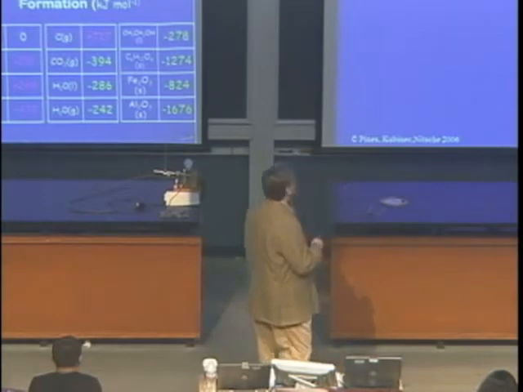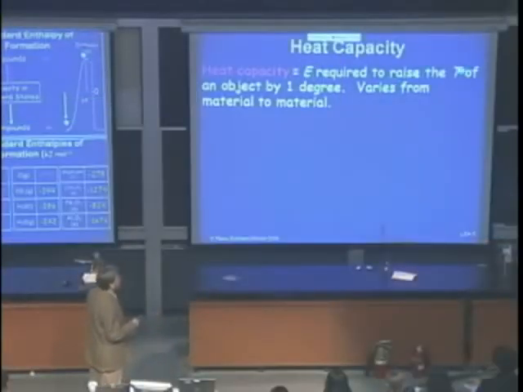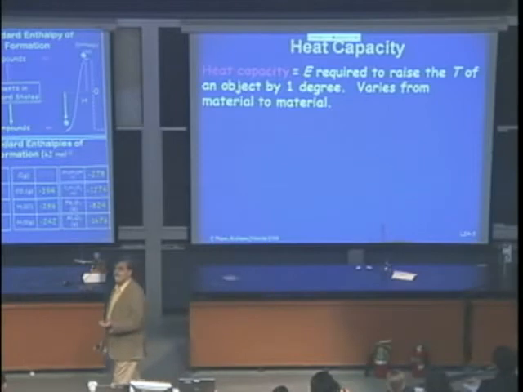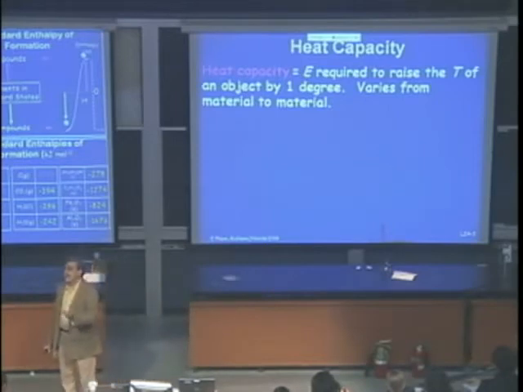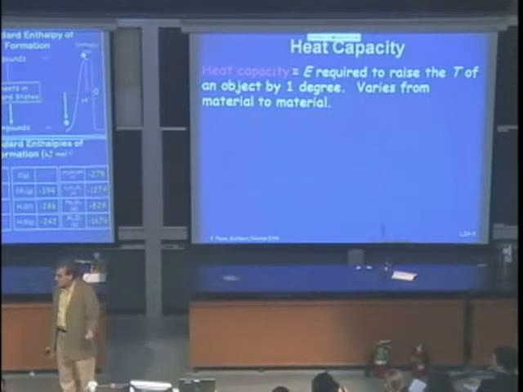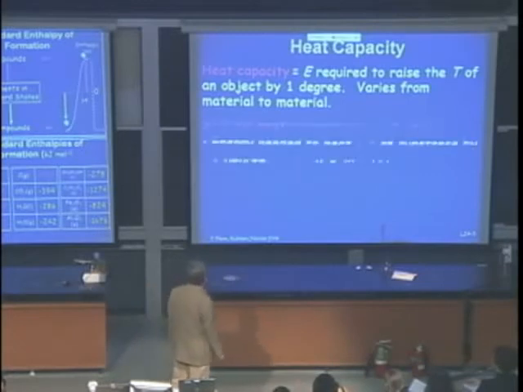The heat capacity is the energy required to raise the temperature of an object by 1 degree. And it varies from material to material. So that's the ability of materials or of elements or of compounds to absorb heat. If you have a large heat capacity, then it absorbs a lot of heat. If it's a small heat capacity, it doesn't absorb a whole lot of heat, okay? And I will give you one example about this at least.